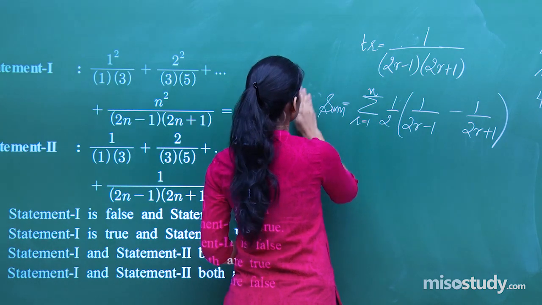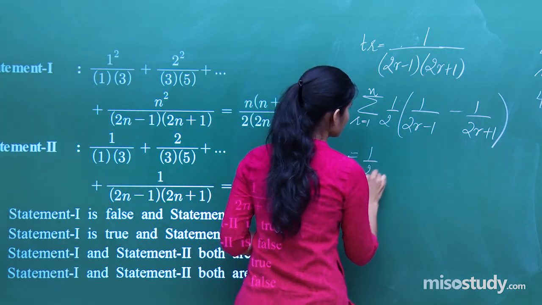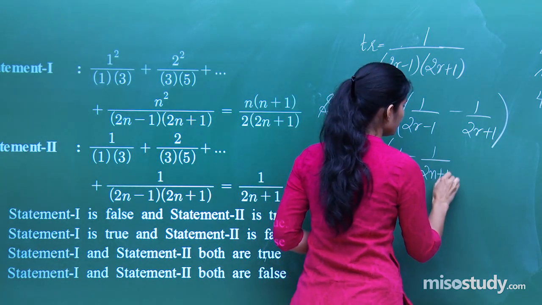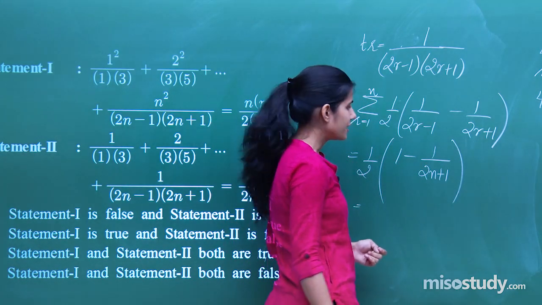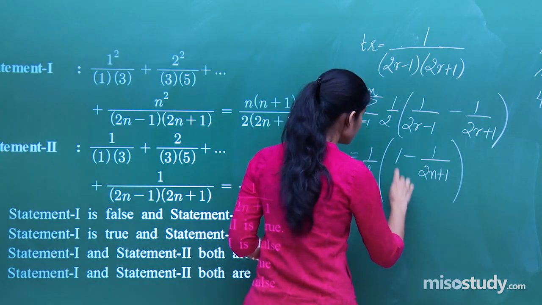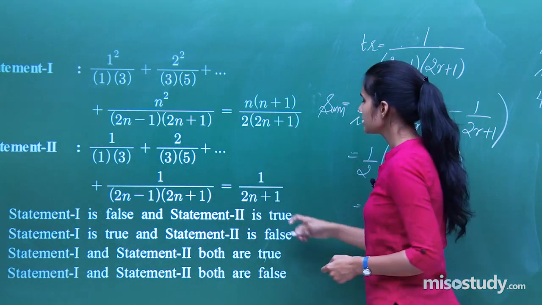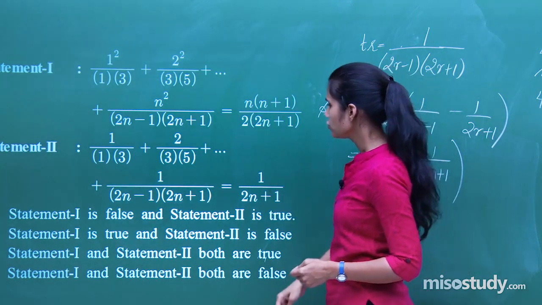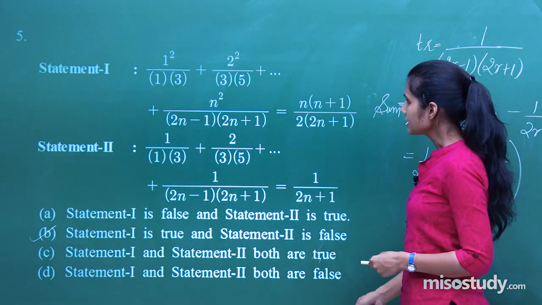sum comes out to be equal to what? This. This means 1 by 2 comes out common. We just now saw this comes out to be 1 minus 1 by 2n plus 1. So, this is 2n plus 1 minus 1. That is 2n upon 2n plus 1. 2, 2 gets cancelled. N upon 2n plus 1. But over here it is given 1 upon 2n plus 1. So, statement 1 is true. Statement 2 is false. Fine. Next, what is it that you have?